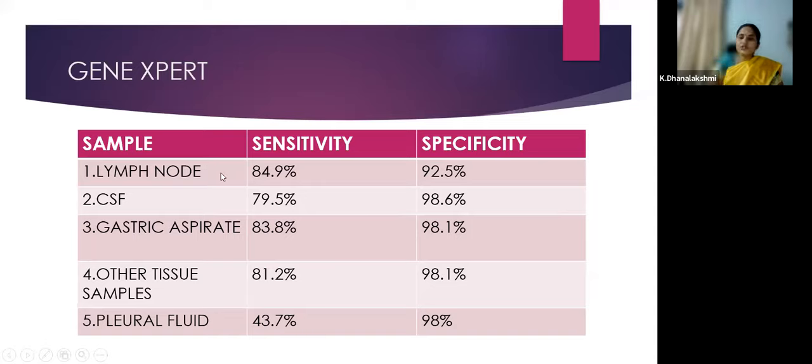All the tissue samples have excellent sensitivity and specificity. Lymph node is 84% sensitive with specificity 92%, CSF 80% sensitive and 98% specific, gastric aspirate 83% sensitive, and the specificity is very good. Any tissue sample has a sensitivity of 80% and specificity of 98%. On the other hand, pleural fluid has a sensitivity of only 40% and the specificity is good. So any tissue sample, we can order for a GeneXpert.